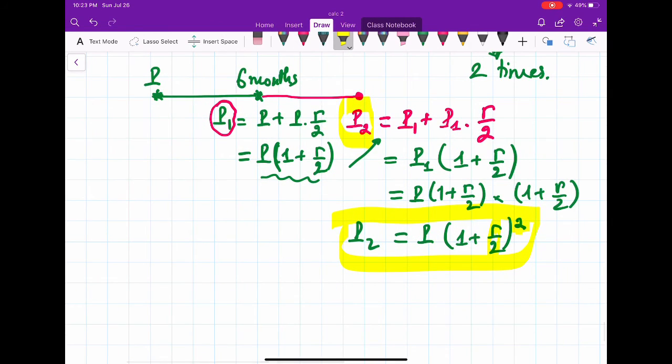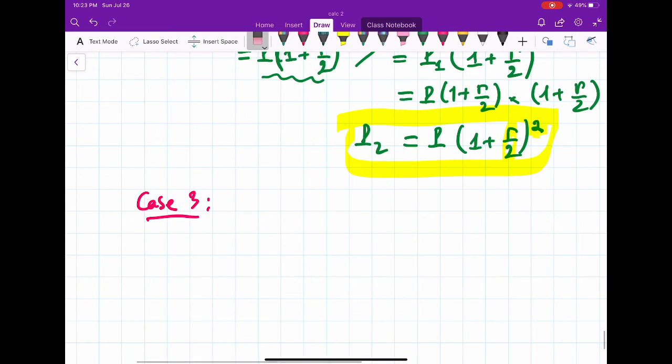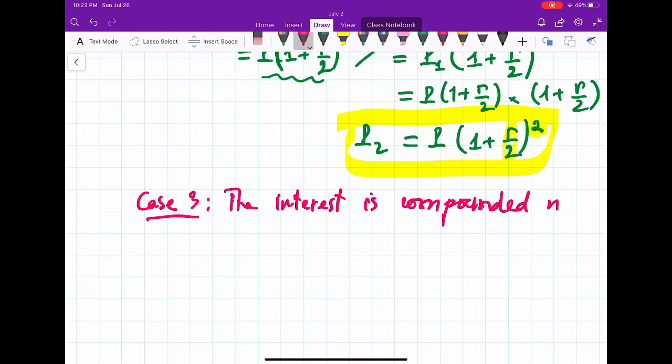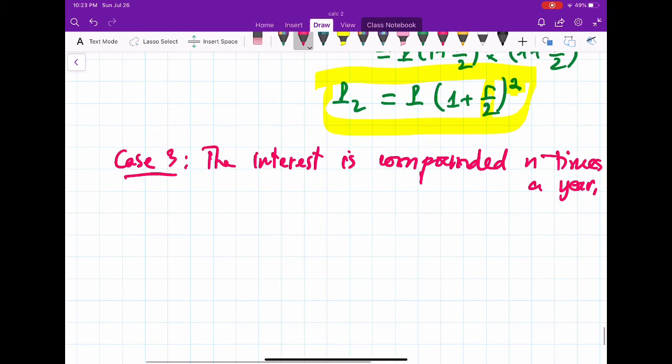So using this observation, you would guess if the interest is compounded n times a year, right? The interest is compounded n times a year. Then at the end of that year, you would have the following. Let's say Pn, right, equal to P times (1 plus R over n) to the n.